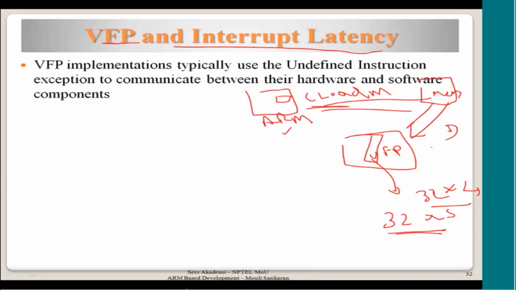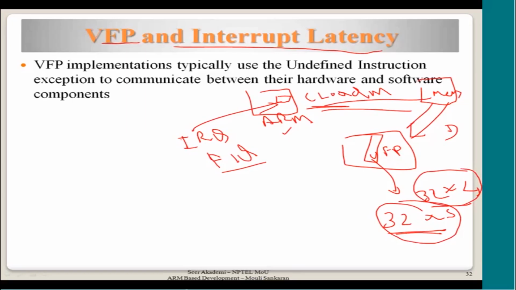So during this time there is a possibility of an interrupt happening, IRQ or FIQ. In that case what happens? The existence of VFP, because 32 into 4 bytes of data is being transferred, causes this interrupt latency. So don't think that the coprocessor is running in parallel and is not going to impact the performance of ARM. We can't assume that.